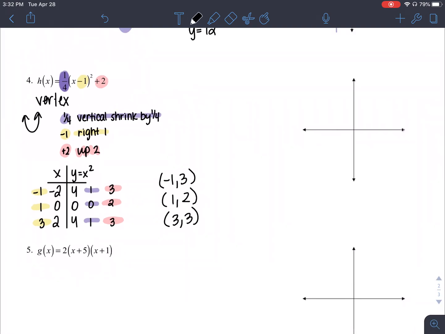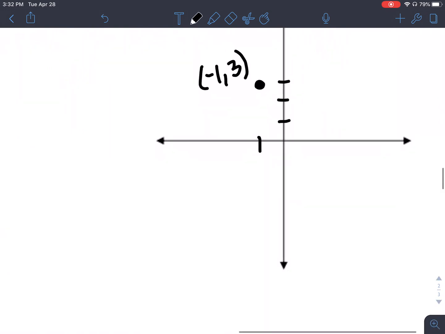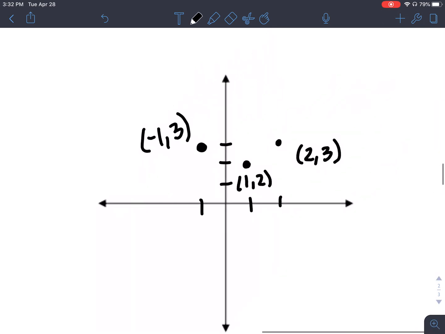Okay. And now I'm just graphing those points. So -1. And if you don't make it very clear, I would try to make it as clear as possible. 1 and 2. And then 2 and 3. And then I connect those to make my quadratic.